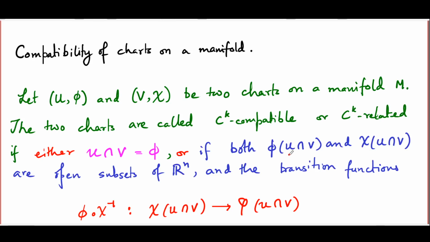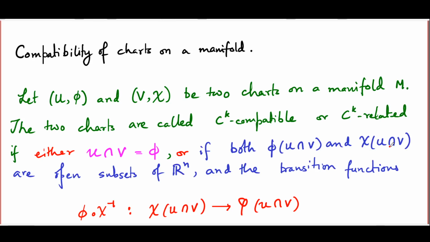then u intersection v, of course, is a non-empty set, and the result of mapping that non-empty set using the chart map phi or the other chart map chi both lead to open sets of Rn. Of course, we are assuming here that the manifold M is n-dimensional. But that's not all. You need phi of u intersection v and chi of u intersection v to be open subsets of Rn simply so that the next very important part of the definition can at all be talked about.